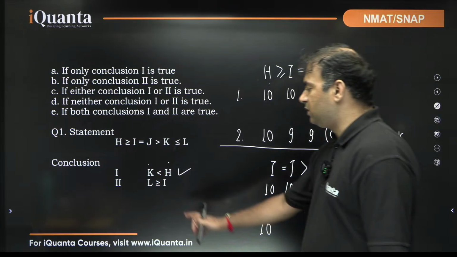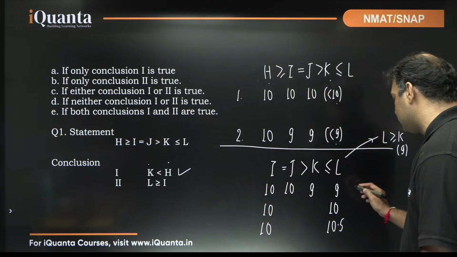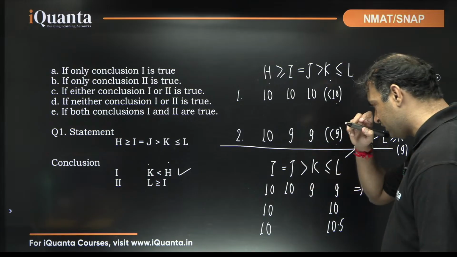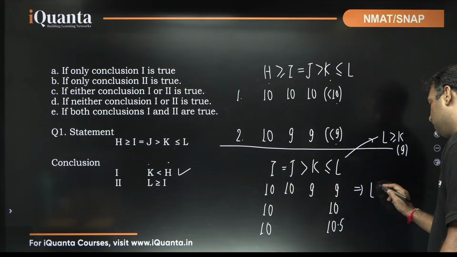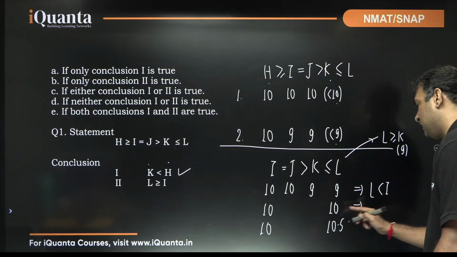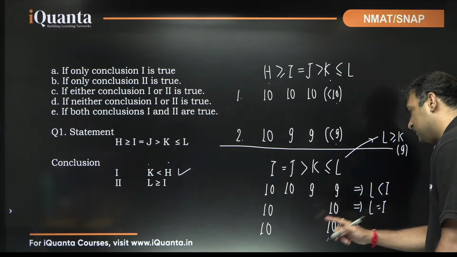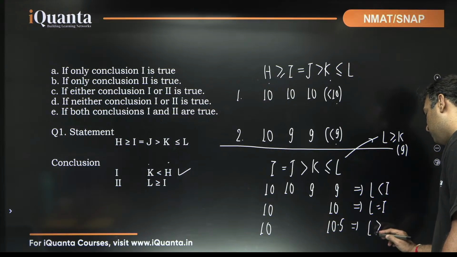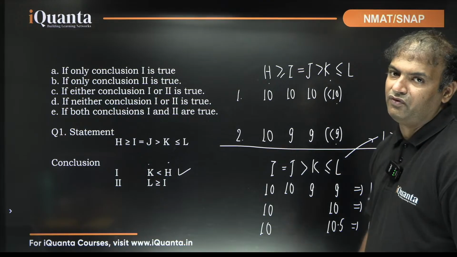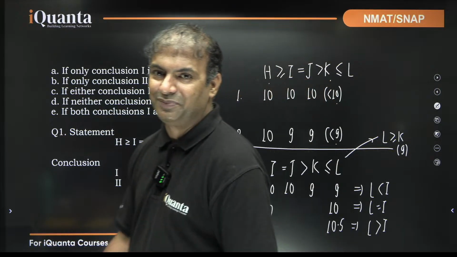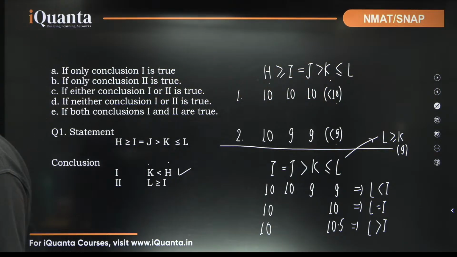Now let's talk about the relation between L and I. In the first case, L is definitely less than I. In the second case, L is equal to I. In the third case, L is greater than I. So among L and I, there is no relation formed because all the relations are possible. No definite relation can be formed between L and I.